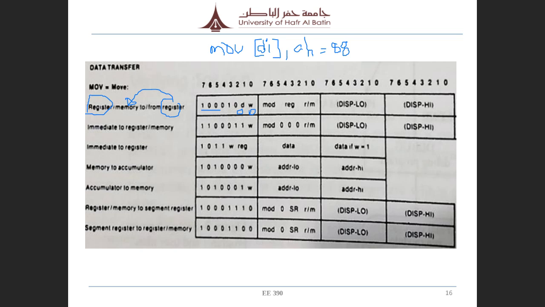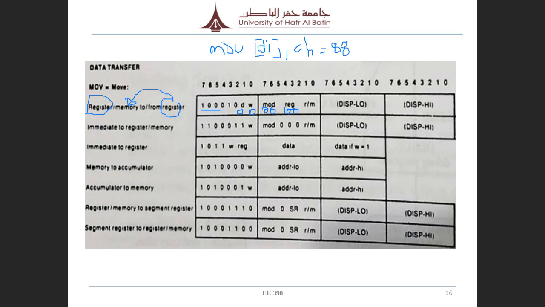So it is a register mode, right? So we can say it is 00, a register mode without displacement, or with no displacement following. And then REG for AH. What is REG for AH? It is 100, right? Okay.